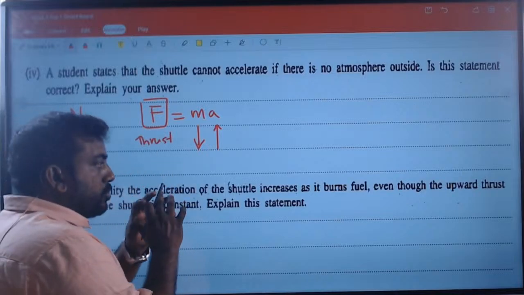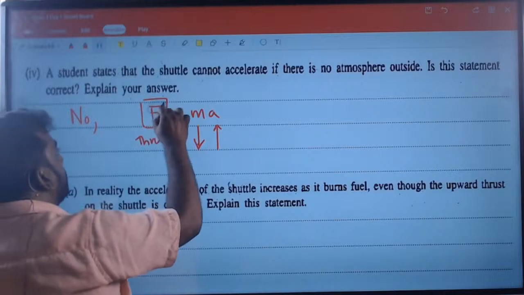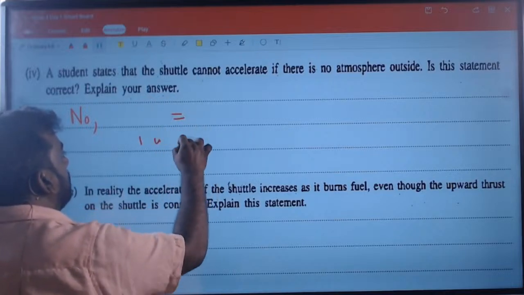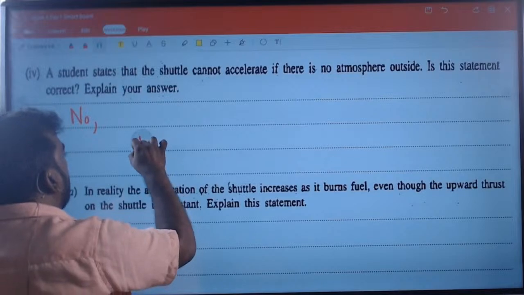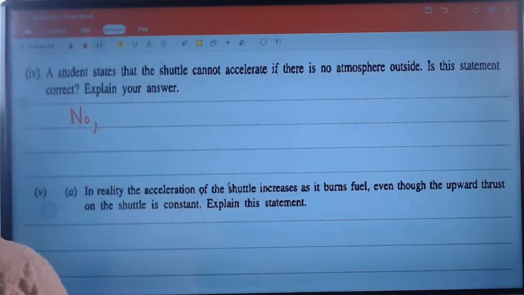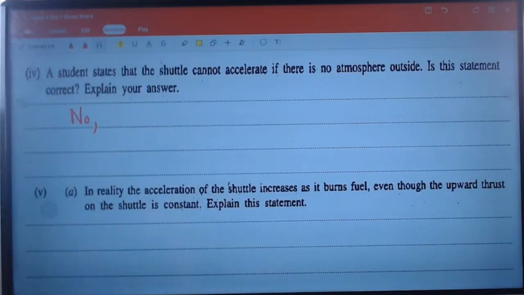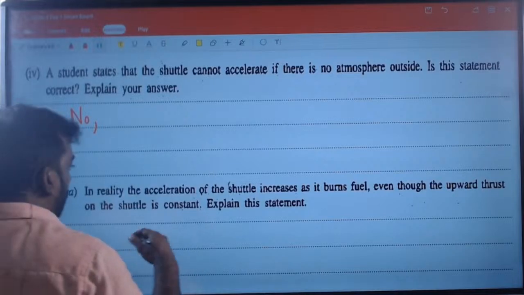hot gas is pushed out of the vessel. According to the law of conservation of linear momentum, the rocket is pushed in the forward direction. For this, there is no effect from atmospheric pressure.